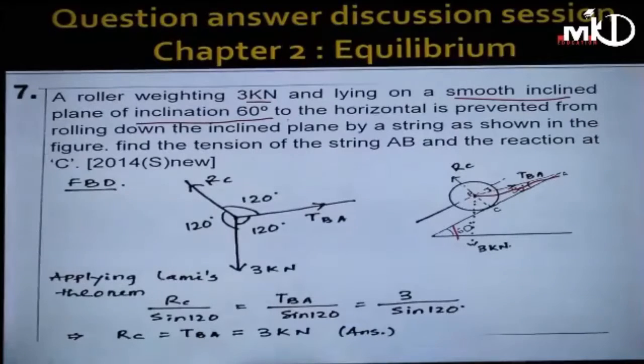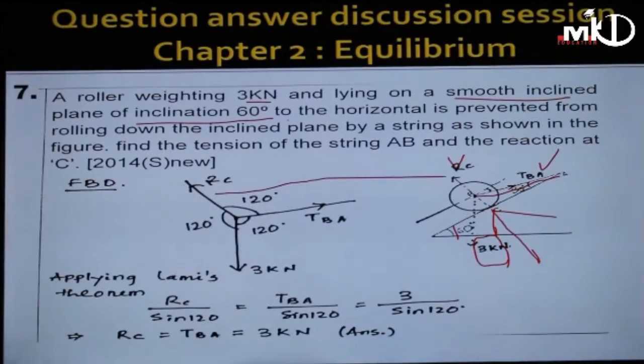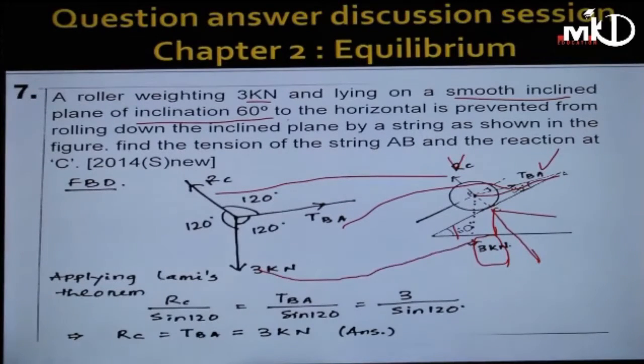C is the point of support where we have to find the reaction, that is RC. You can see here RC is marked. Now, this 3 kN is nothing but the weight of the roller, and TBA is the tension in the string AB, acting from B towards A, that's why TBA. RC is the reaction at the point of support C. So we will have 3 forces: RC, TBA, and of course the 3 kN weight.